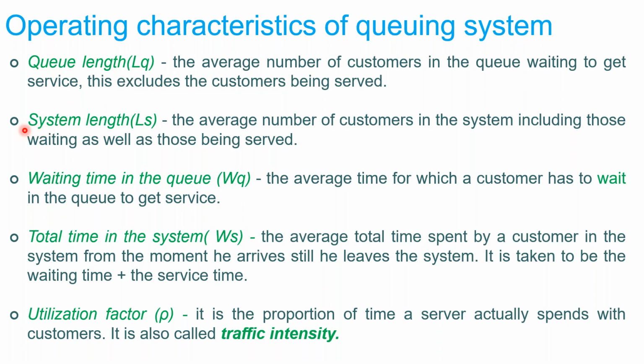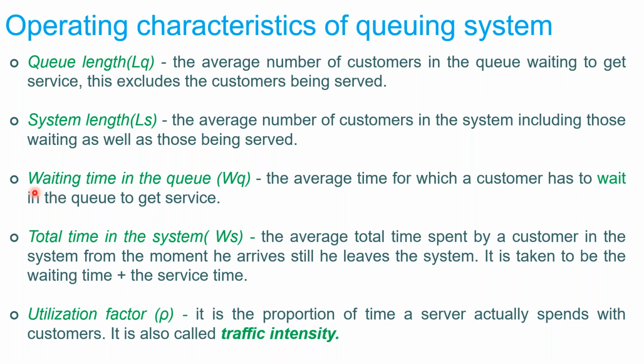Whereas system length represents the average number of customers in the system, including those who are waiting as well as those who are being served. So this is the total number of customers. You can say system length is the total number of customers present in the system, whereas queue length is the total number of customers present only in the queue.